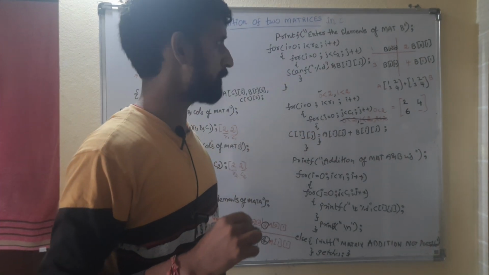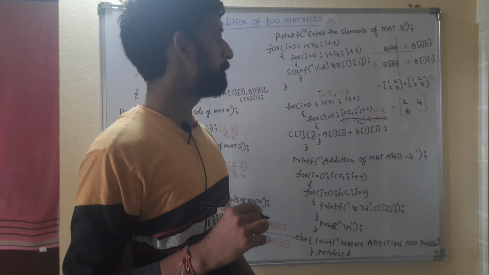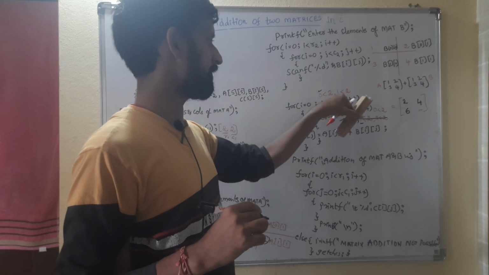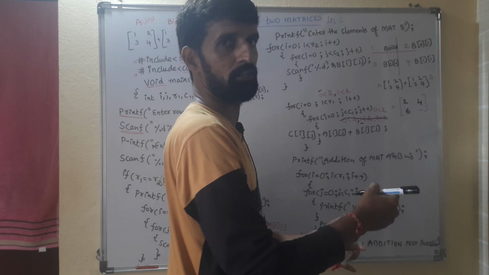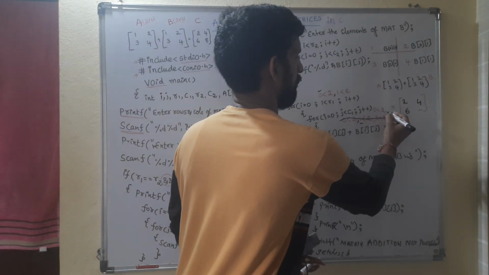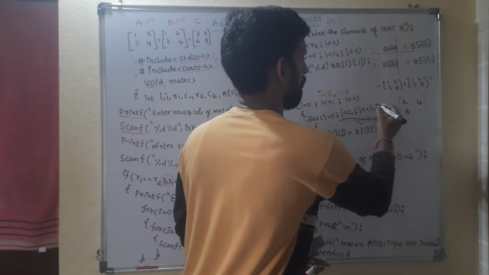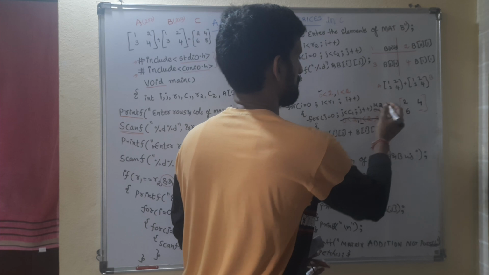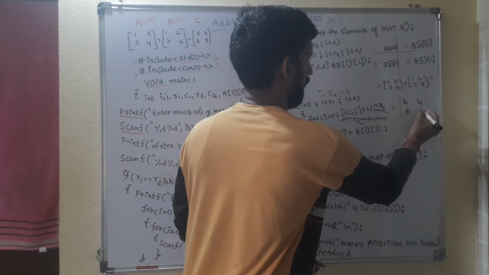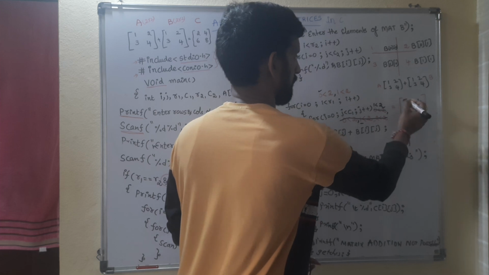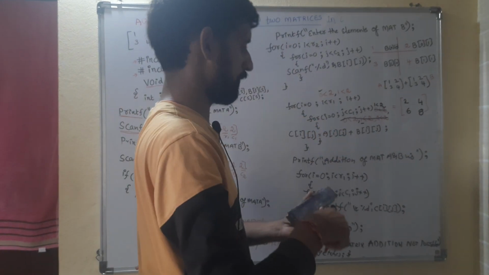Now what is going to happen in place of B of 1 1? Here the I value is 1. Again J will be incremented by 1, so 1 less than 2, the condition is true. So A of 1 1 plus B of 1 1, this is 8.